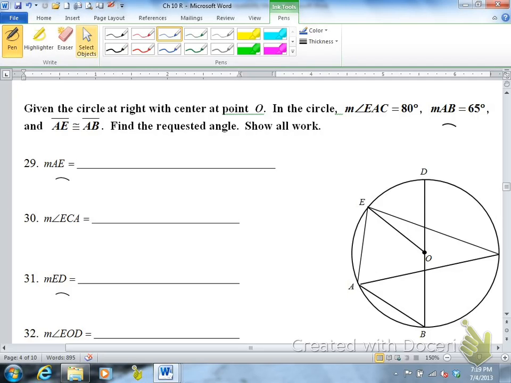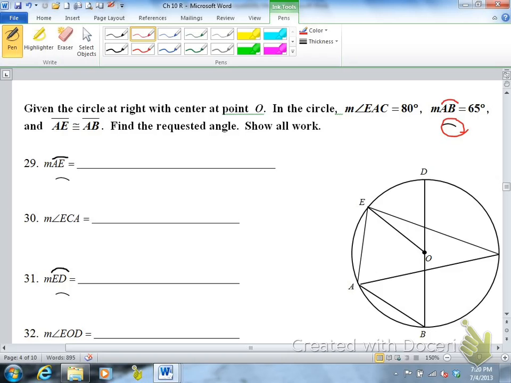Let's see. Oh, looks like my arcs are a little off. Maybe they're not off on your paper, but so we have a lot of given information. We even have an arc that's surprisingly below. There we go. So we have a lot of given information. You definitely want to label your circle when you have such a situation as this.